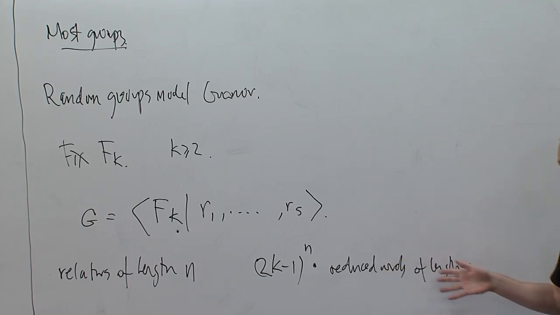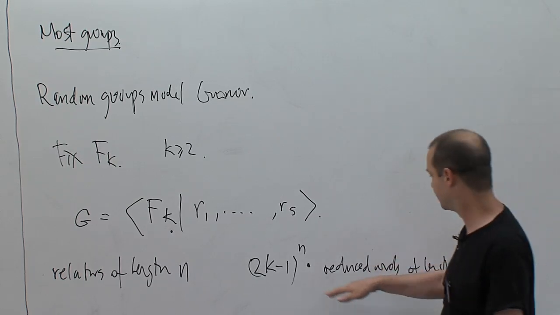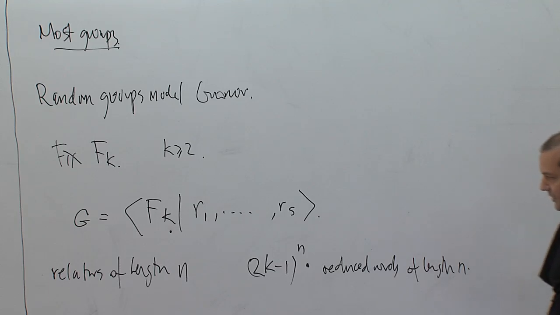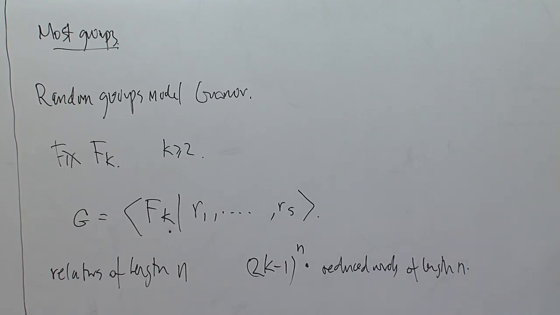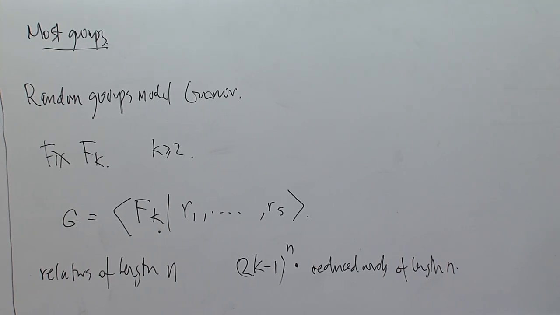And if you don't want them to be exactly length n, the length can vary a little bit if you want. You can even have all different kinds of laws for the relationships of the different lengths. But there are about (2k-1)^n reduced words of length n, and you want to choose some subset of them and throw them in as relators.